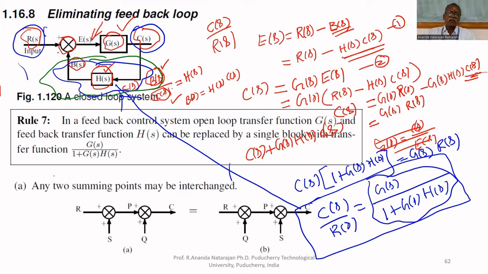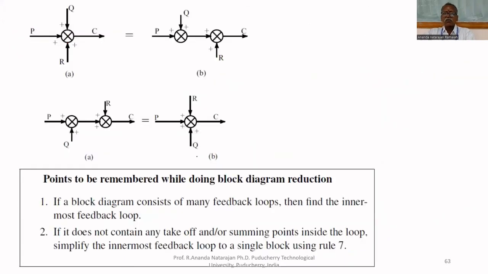What we have to remember here is this minus sign. If a minus sign is there in the formula, you will get a plus in the denominator. So how do we simplify this? Suppose I am having a transfer function like this.